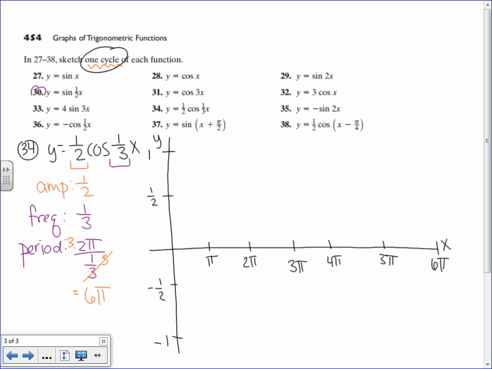All right, and now let's plug in some stuff. I'll draw my little unit circle up here, just for future reference. So, let's start with 0. So, y is equal to 1/2 the cosine of 1/3 times 0. So that's just going to be the cosine of 0. And the cosine of 0 degrees is right here. What is the x coordinate there? The cosine value there, that's 1. So this is going to be 1/2 times 1, which is 1/2. So at 0, I'm right here at 1/2. Cool.